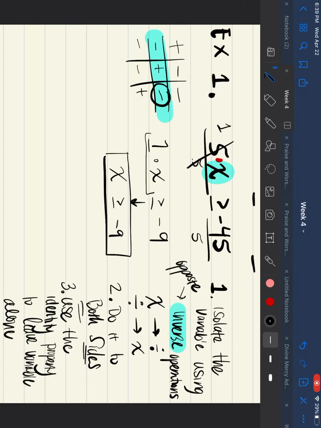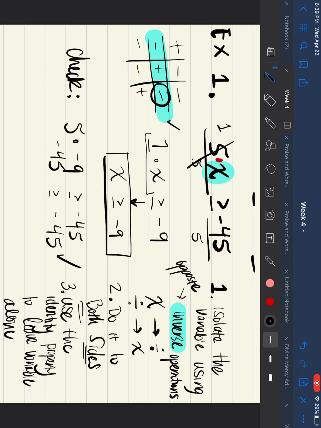Okay, so what does that mean? Obviously the very last step is to now check your solution. So now I'm going to go ahead and check. What this means now is that I can put negative 9 or anything greater than negative 9. So let's try negative 9, right? I'm going to put 5 times, instead of x, negative 9. Has to be greater than or equal to negative 45. And this will give it back true. Well, 5 times negative 9, a positive times a negative is a negative, is negative 45. Negative 45 is greater than or equal to negative 45. So this is true because it's equal to.